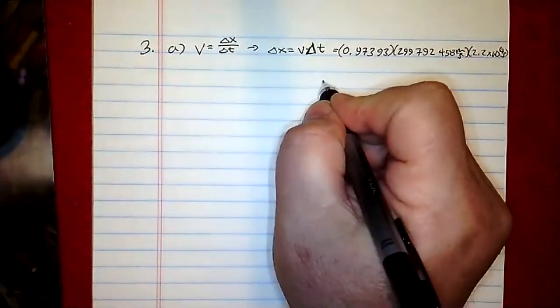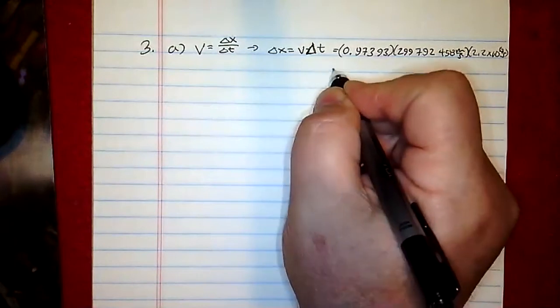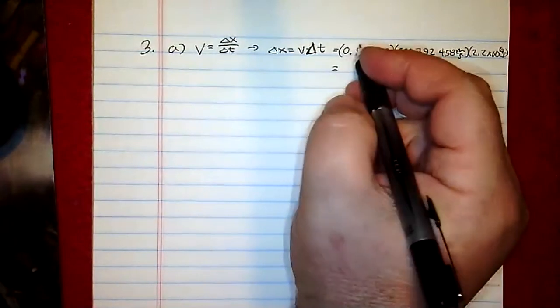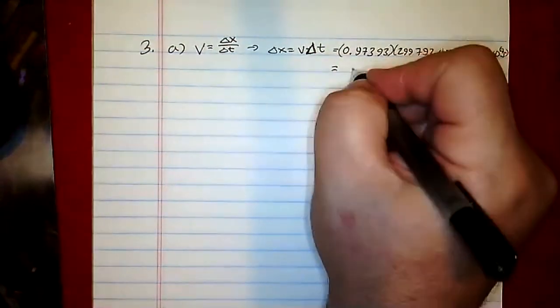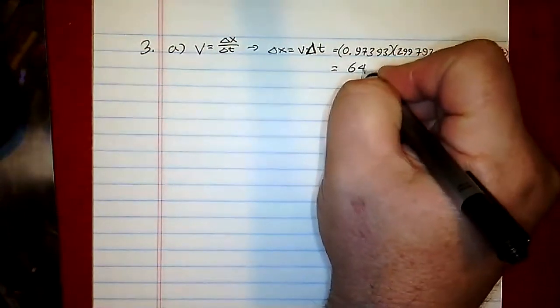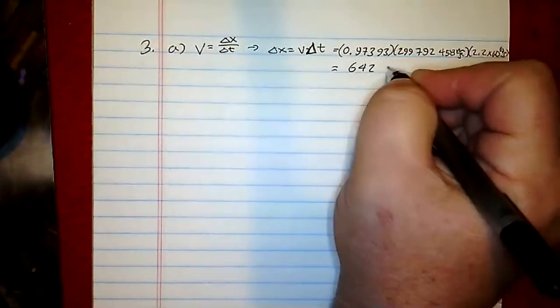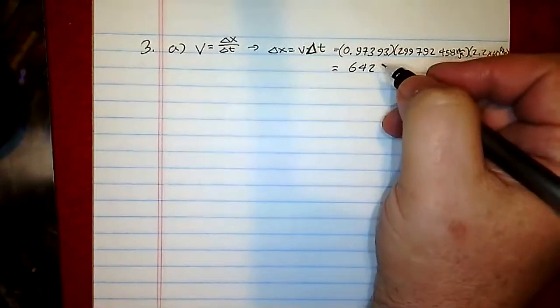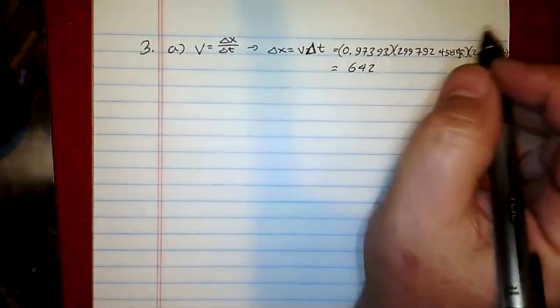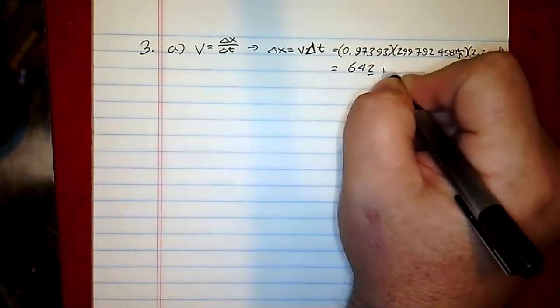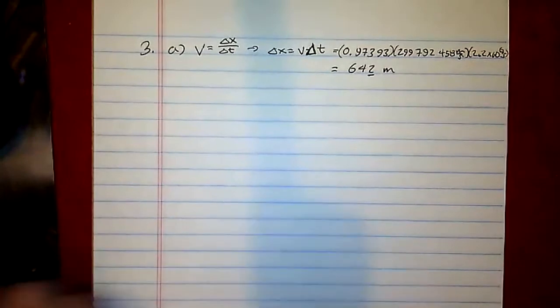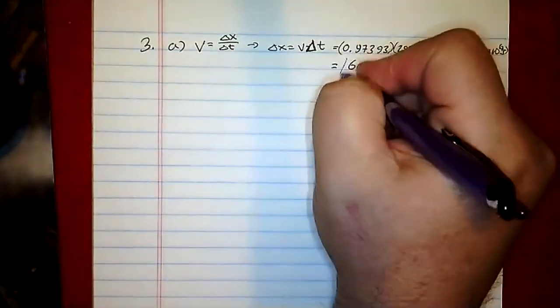Okay. When I do that calculation, I end up finding that delta x is, and y'all should always check me on this work, the distance should be 642 meters roughly. So I'll just call that 642 meters. I'm really only using 2 sig figs, so I should underline that and write it as meters. And that, of course, is the answer to part A.